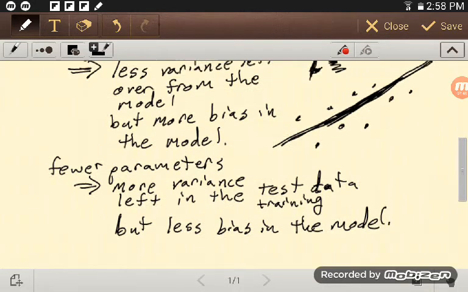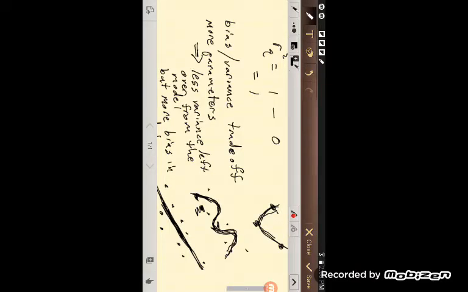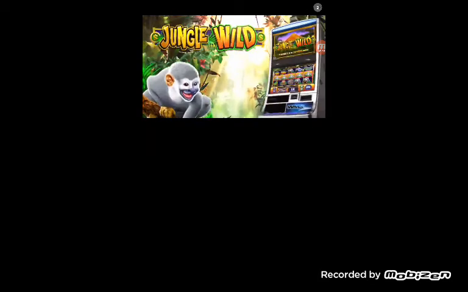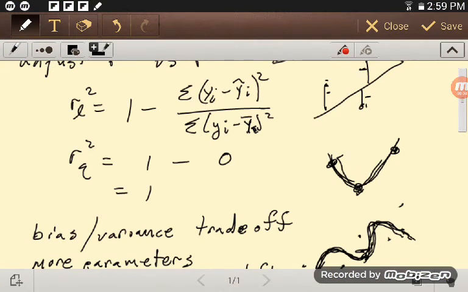And that's one of the big things in fitting models and so forth is trying to determine, whoa, what just happened? I don't know what just happened. Jungle Wild? I don't know what that was. Looked like a lottery thing. I think it was an ad.